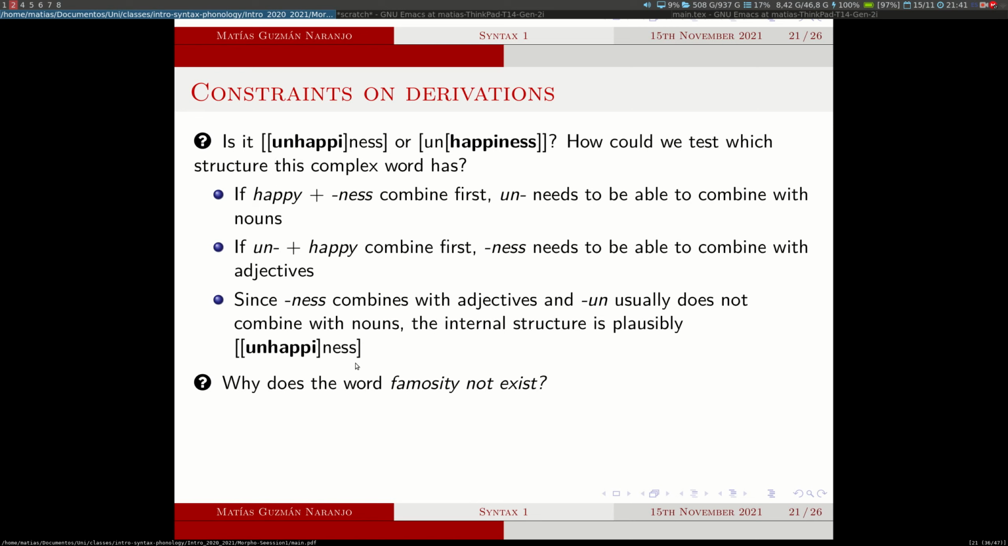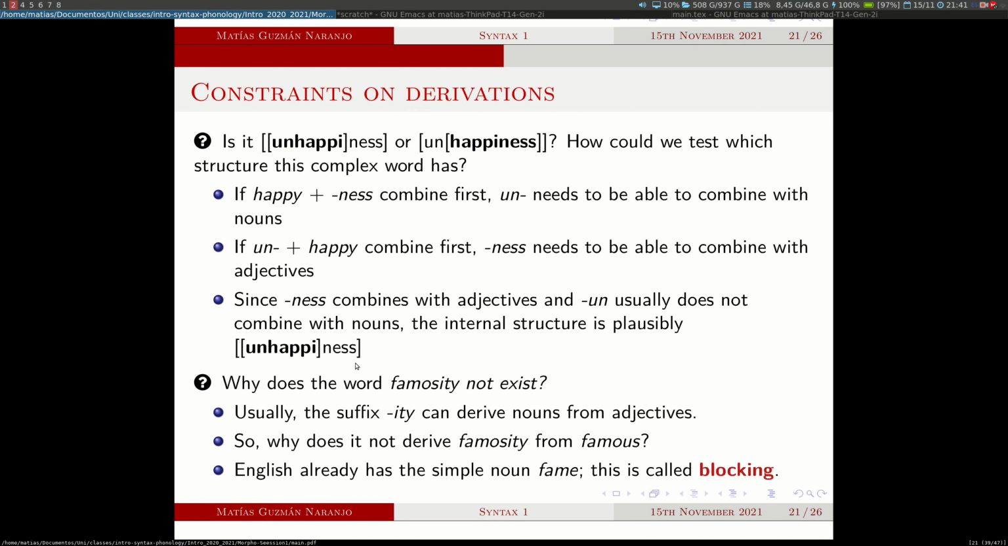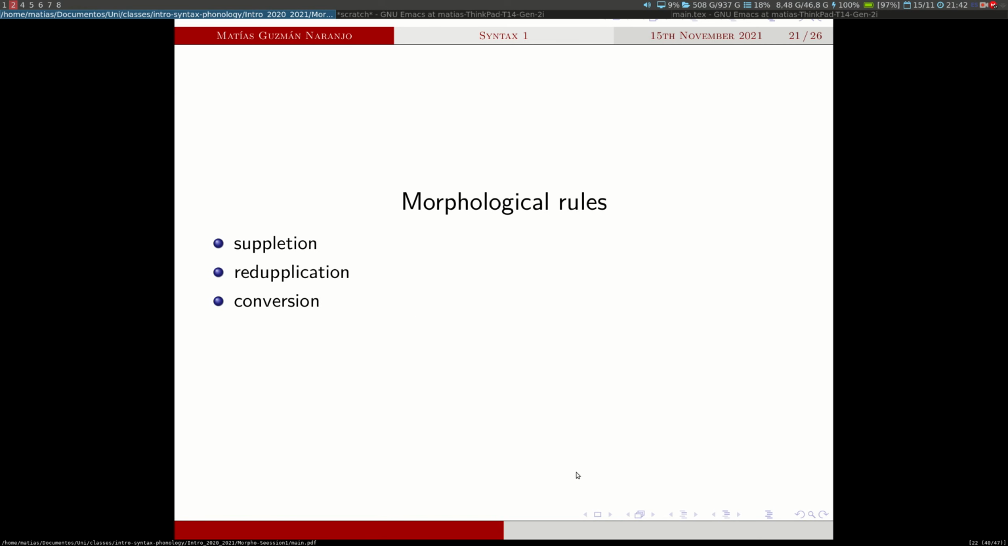So why doesn't the word famosity exist? Well, even though ity usually derives nouns, there's already a noun, which is fame, and this sort of situation is relatively common in derivational morphology, where there's a derivation that you would expect, but that derivation doesn't actually happen, because there's already a noun blocking the derivation. So in this case, it's fame.